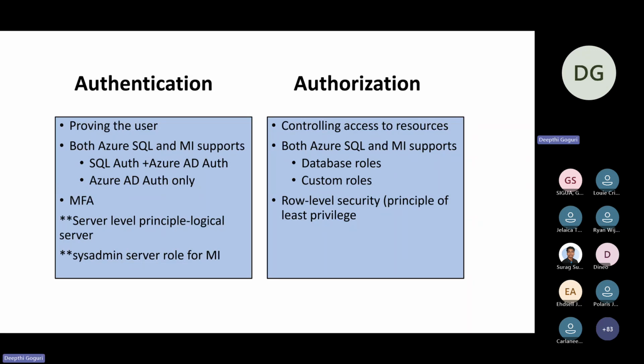When you talk about authorization, it is all about controlling the access to the resources, like who will have access to the database roles, custom roles, and tables, views, functions, all of those objects within your database. That comes under authorization. That is the difference between authentication and authorization. And with authorization, based upon the principle of least privilege, you can also give row level security on your data.